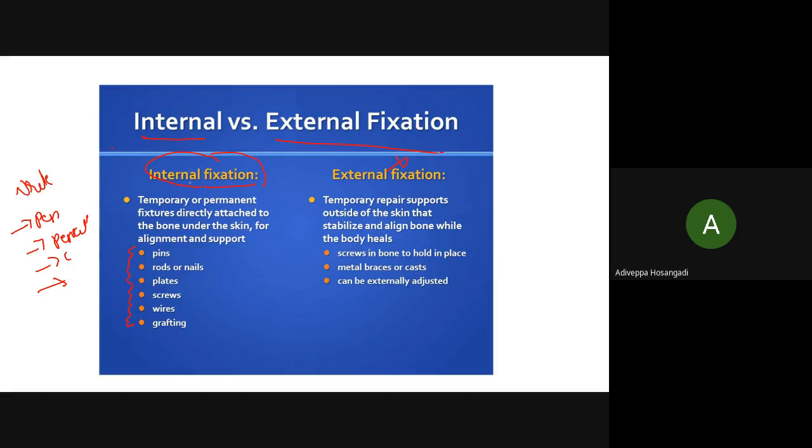So the whole idea here also is you have to fix it. Fixing can be done with different devices. It can be pins; I'll explain that a little later. It can be rods and nails, plates and screws, wires, and sometimes bone grafting. The fibula, which we take from the leg, can be used as a fixation device. So these are the different fixation devices.